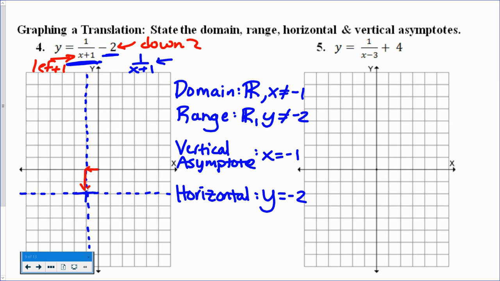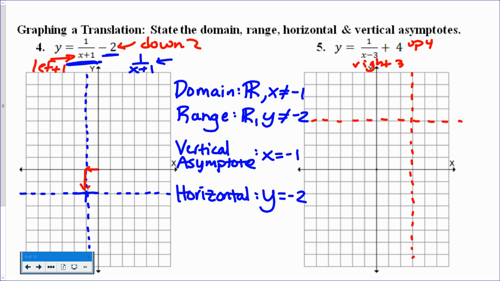So if I look at my example number 5 over here, this would tell me right 3 and up 4. So I'm going to go right 3 and up 4. And that's going to be like a new starting location. In this case, 1, 2, 3, 4. My horizontal and vertical asymptotes. When you're matching a graph like this, you're going to see where the asymptotes are located, and then from there, you're going to see those branches.